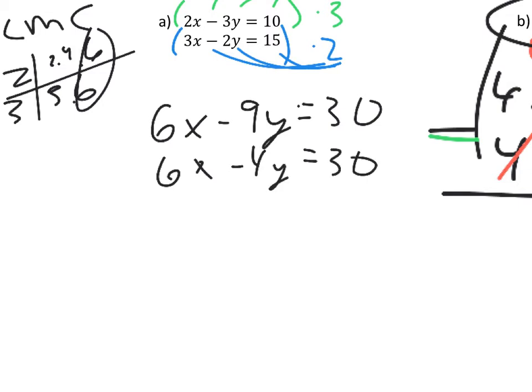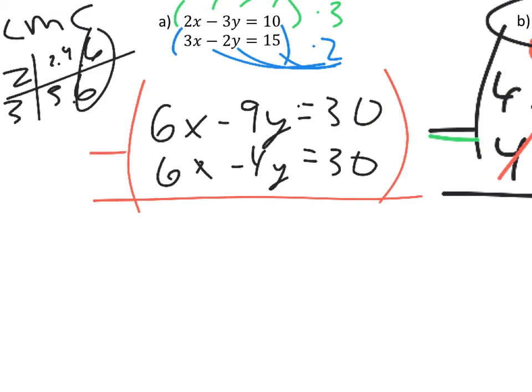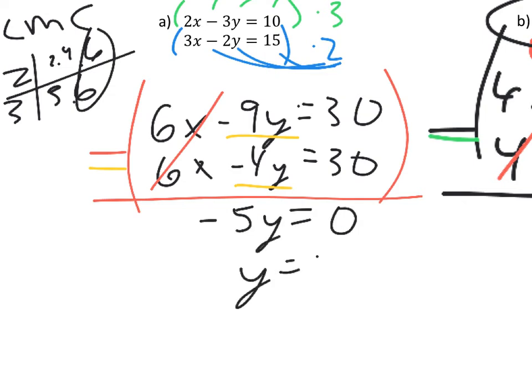Now, if we're solving by elimination, our goal is to add or subtract these together so that we eliminate a variable. If they both have 6 x's, if they're both the same, that means I'm going to subtract them. 6x minus 6x gives me 0, which is what we wanted in an elimination problem. -9 minus -4 is really -9 plus 4, which gives us -5y. 30 minus 30 is 0, which means y is 0.